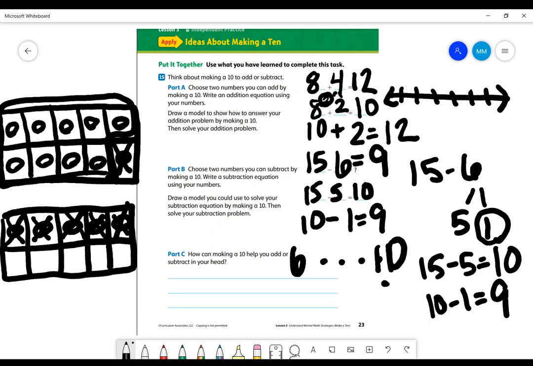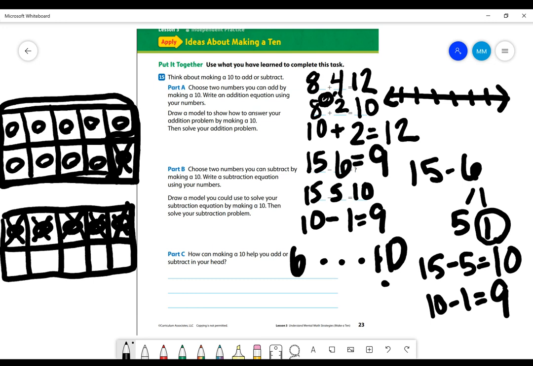Making a 10 to add or subtract, it's challenging, but it makes us think about our number facts. It makes us think about our adding facts and our subtracting facts. And when we have those memorized, we can do these strategies easier. So, second grade Smarties, keep that growth mindset. You are a good learner. Good learners do hard things.